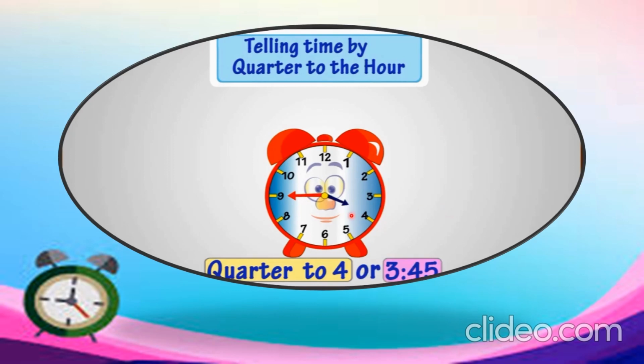Let's see one more example based on this concept. Here, the short hand is pointing between 3 and 4. The long hand is pointing towards 9. That means it is quarter to. What is the next hour after 3? It is 4. So we can write this as quarter to 4 or 3:45.